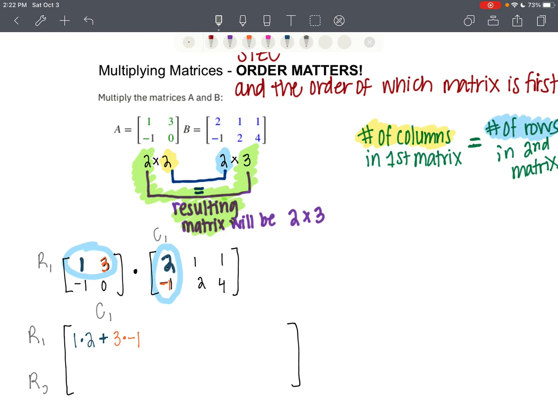Now if I want row 2, column 1, this comes down here, and there's row 2, column 1. So we're going to have negative 1 times 2 plus 0 times negative 1.